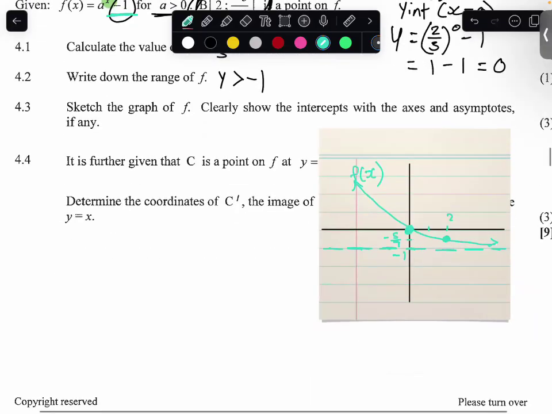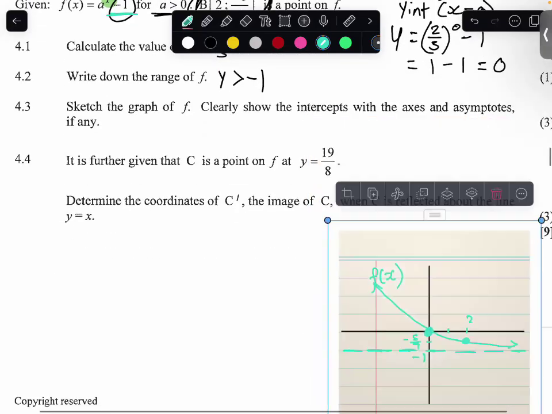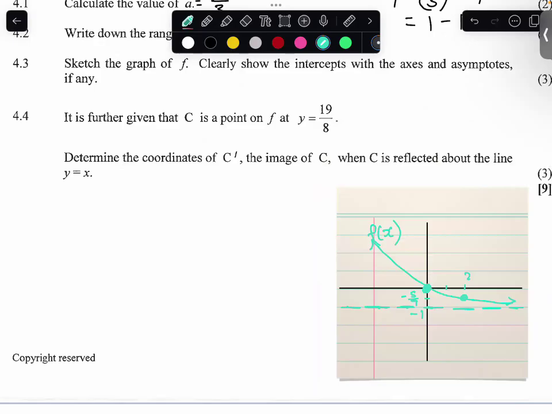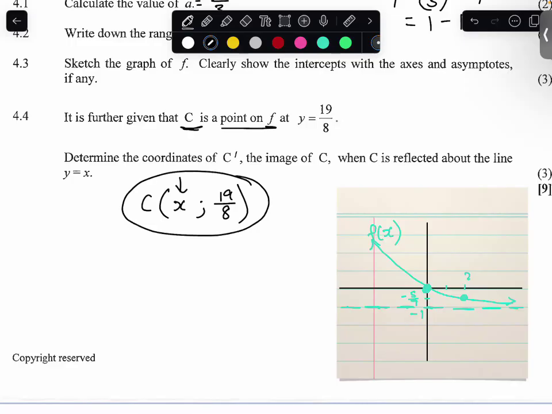Right. Then it says, it is further given that C is a point on f at the y value 19 over 8. Determine the coordinates of the image of C when C is reflected about the line y is equal to x. So first of all, let's get the full set of coordinates for C, because currently all I have is C's y coordinate. C's y coordinate is 19 over 8. Now, if C lies on f, then I can find this by subbing this whole set in place of x and y in my equation, because it lies on my graph.